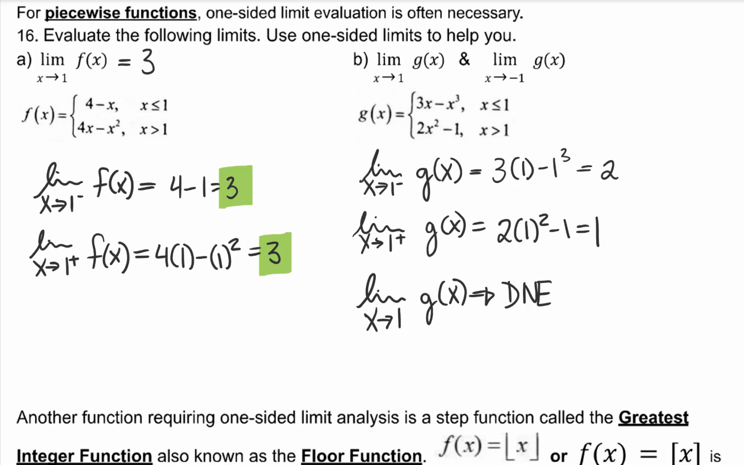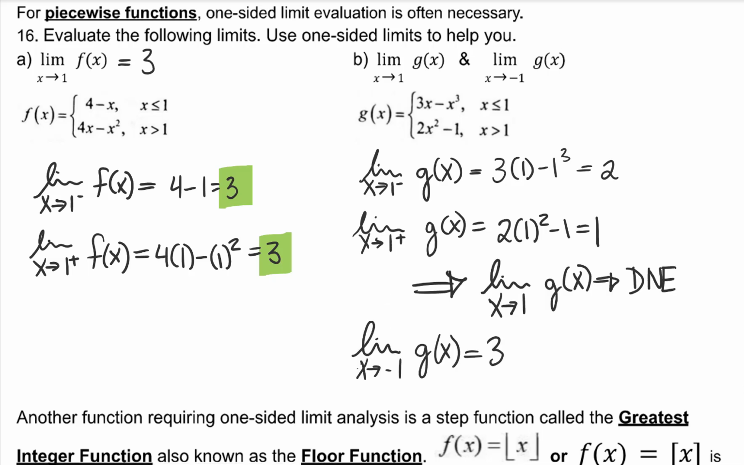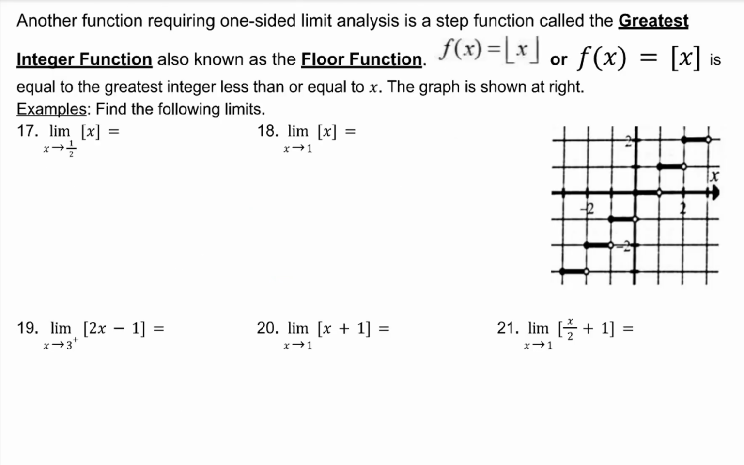Now to find the limit as x approaches -1 of g of x, notice that -1 is not our transitional value, so we don't need to find one-sided limits. We just need to find which piece of the piecewise function -1 applies to. -1 is less than 1. So we're going to direct substitute -1 into the first piece of the piecewise function and therefore find this limit. And there's our limit.